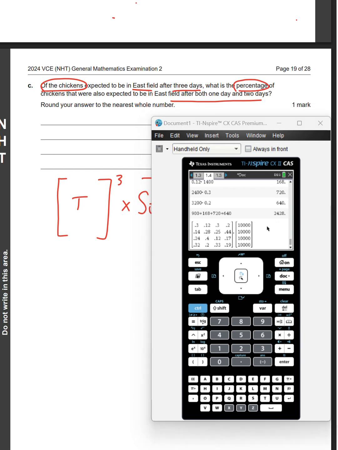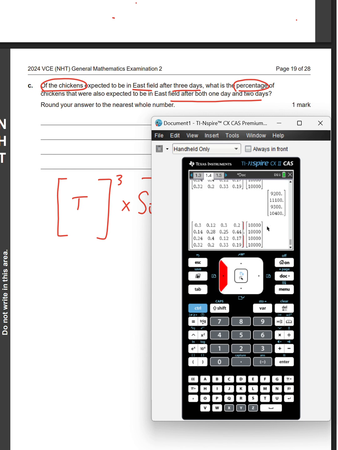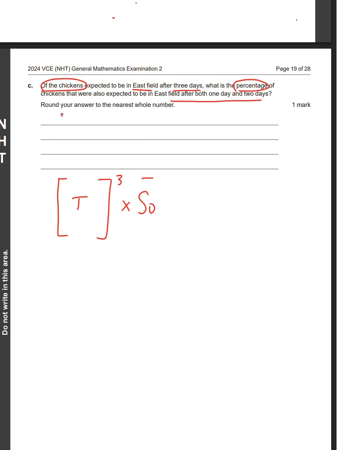All right, sorry, all set up now. You didn't have to watch me do that. So what we can see here is that after 3 days, oops, I forgot to raise it to the power of 3. After 3 days, we just want this one, 11292.8. So after 3 days, 11292.8. That's how many are in the east field.